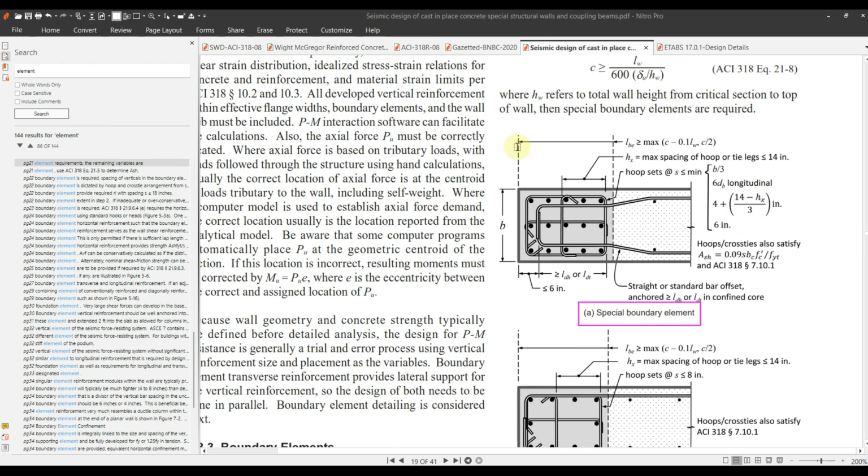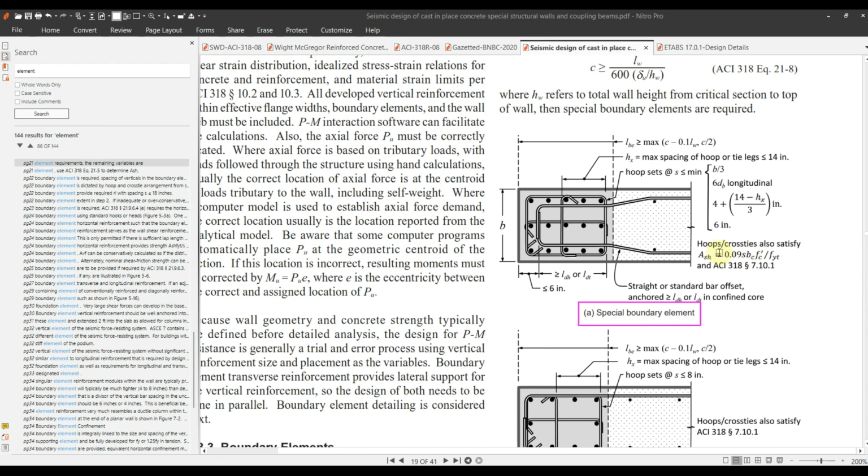And the boundary element length needs to be calculated based on the following formula. C is the neutral axis depth and lw is the wall length. This data can be found from the ETABS program. And the amount of reinforcement that you have to provide as hoop reinforcement must fulfill this formula: 0.09 s b_c multiplied by f'c over f_yt.